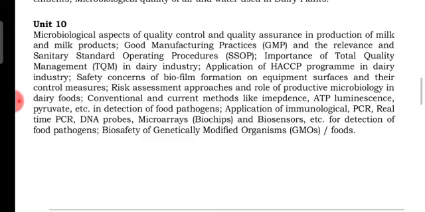and their control; measurement, risk assessment approaches and role of predictive microbiology in dairy foods; conventional and current methods like impedance, ATP luminescence, and pyruvate, etc., in detection of food pathogens; application of immunological methods, PCR, real-time PCR, DNA probes, microarrays, and biosensors, etc., for detection of food pathogens; biosafety of genetically modified organisms and food.